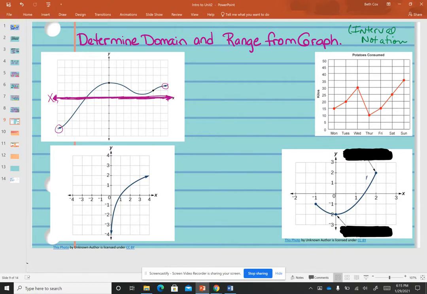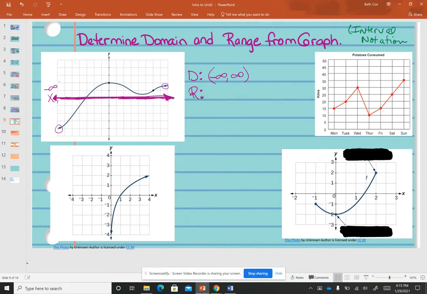Okay, so now we learned how to do interval notation with our graph, and so this would be left to right. For this one, the domain would be -infinity, because that's the left, to +infinity. That's all real numbers.